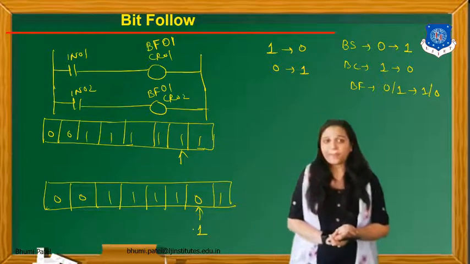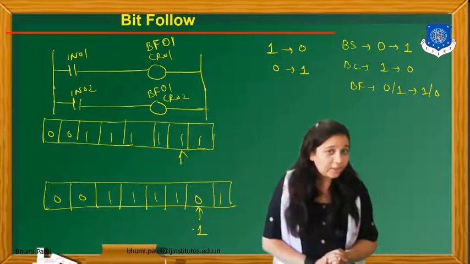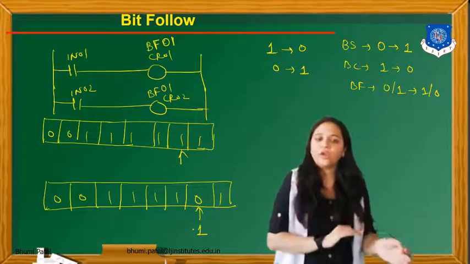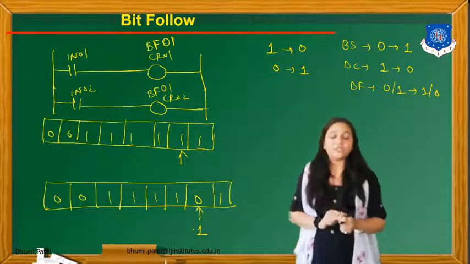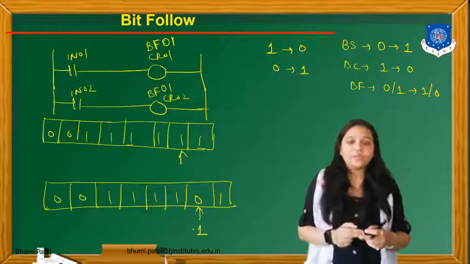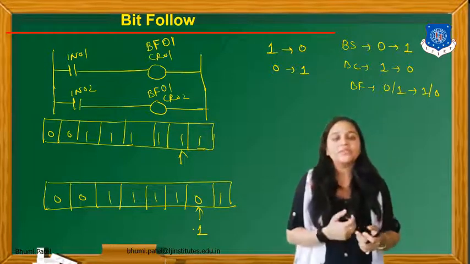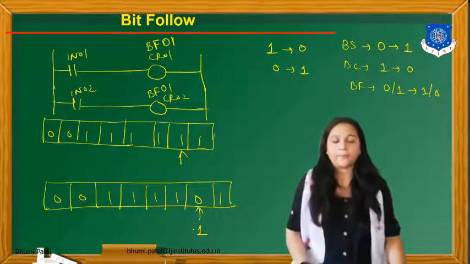Okay, so what is the application of the bit follow? It changes the state from 0 to 1 or 1 to 0. Okay, so these are the 3 instructions that are used for the 8-bit or the 16-bit data.